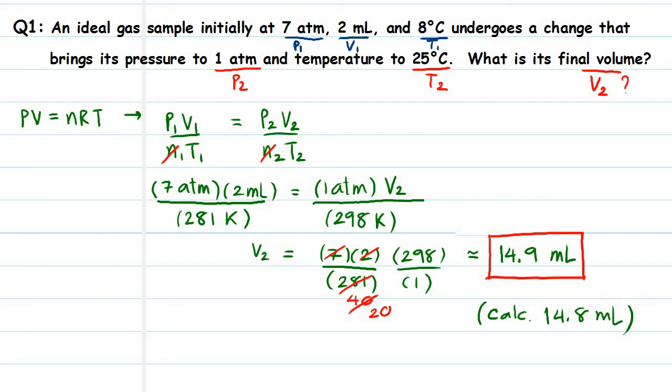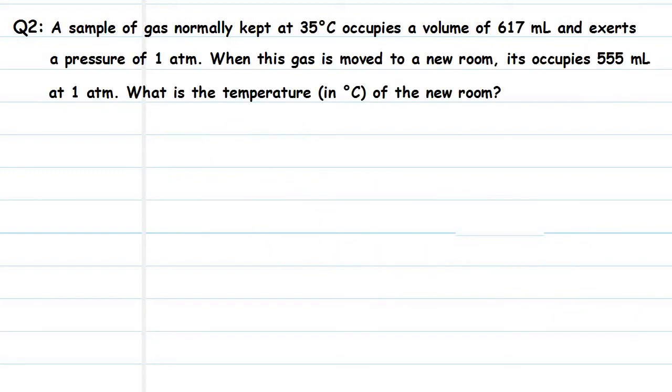Alright, let's try the next question then. For this one, a sample of gas normally kept at 35 Celsius occupies a volume of 670 milliliters and exerts a pressure of 1 atm. But when this gas is moved to a new room, it occupies 555 milliliters at 1 atm. What is the temperature in Celsius of the new room?